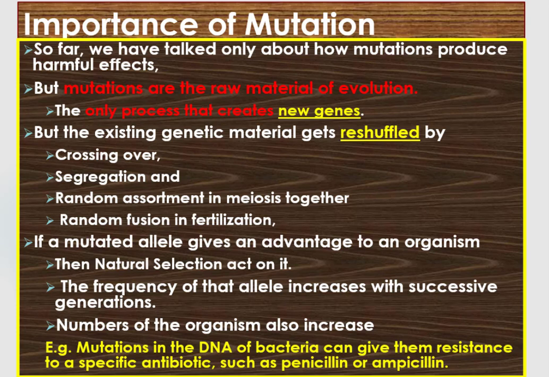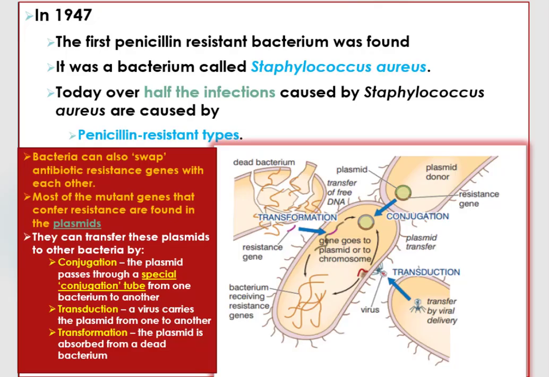For example, mutations in the DNA of bacteria can give them resistance to specific antibiotics such as penicillin and ampicillin. In 1947, the first penicillin-resistant bacterium was found. This bacterium was called Staphylococcus aureus. Today, over half the infections caused by Staphylococcus aureus are caused by penicillin-resistant types or strains.